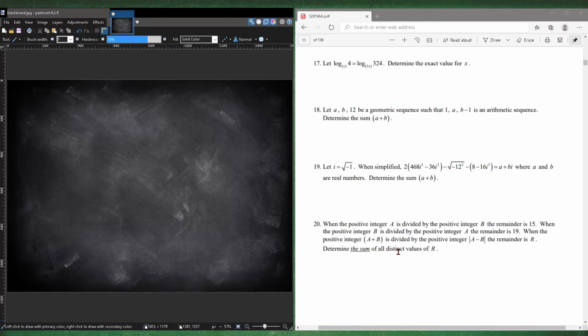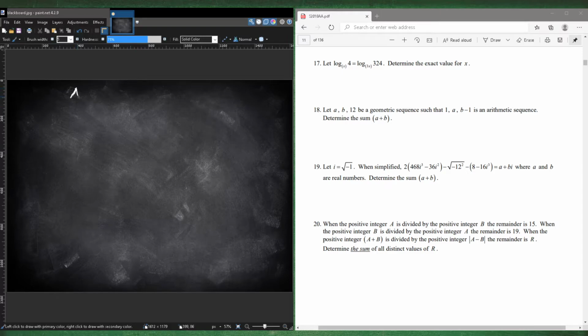Okay, number 20. When positive integer a is divided by positive integer b, the remainder is 15. When positive integer b is divided by positive integer a, the remainder is 19. When the positive integer a plus b is divided by positive integer absolute value a minus b, the remainder is r. Determine the sum of all distinct values of r.